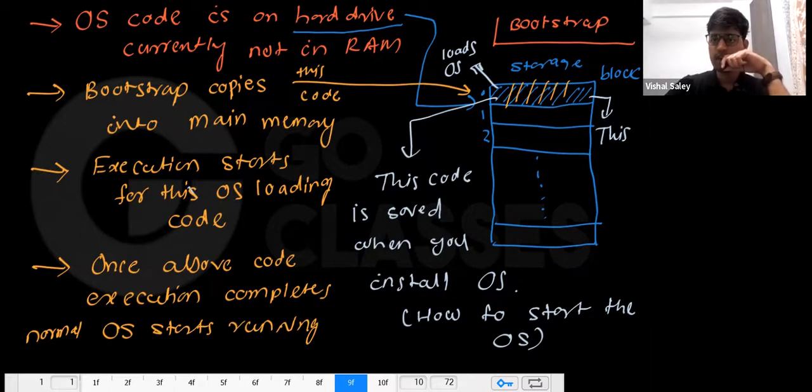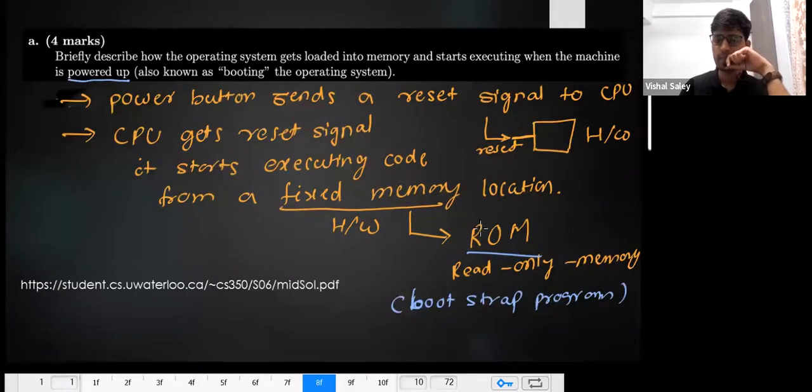Where is the bootstrap loaded? It's already there in the ROM, right? The reset signal always points to this ROM location, and whenever you press it, it starts executing from here. Again, you will have to move it into RAM and all that. That happens internally, and those are very low level details. Is this understood?